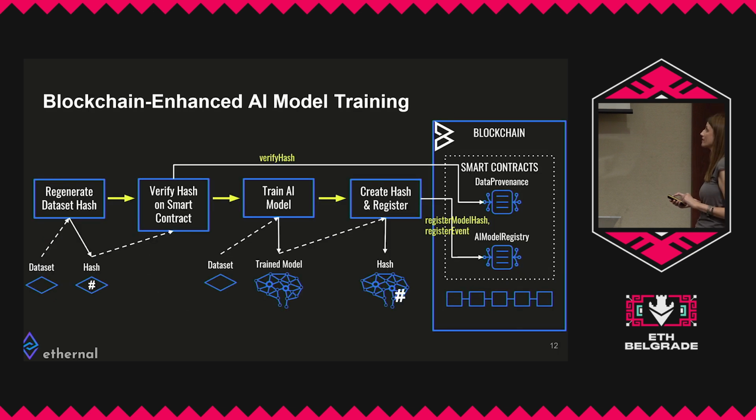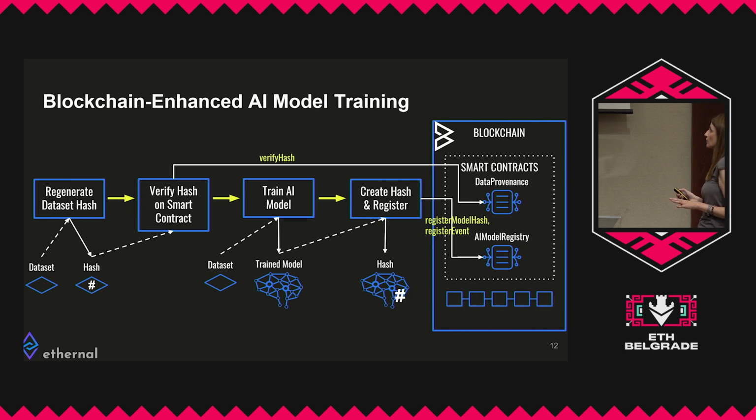Okay, now we have a data set. After that data set is created, we can leverage that data set and other data sets to train a model. So the process starts with the regeneration of a data set hash. Why do we do that? We want to ensure the authenticity of the data set. That is why we take the newly created hash and check it against the hash that is stored on the blockchain. After the verification is successful, we can continue with the training of our model.